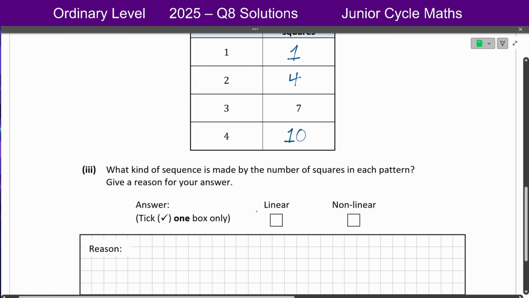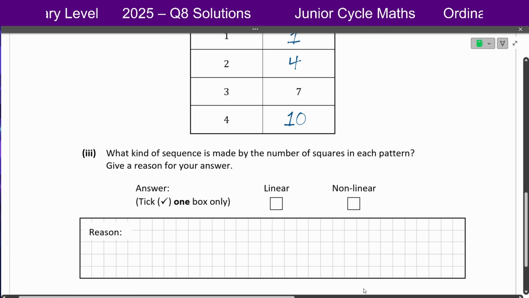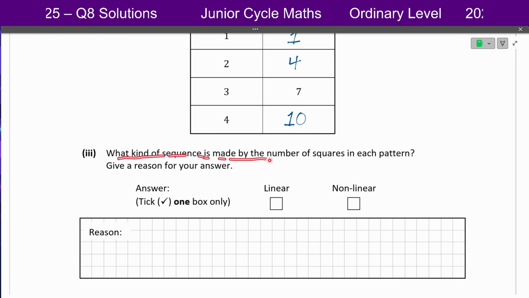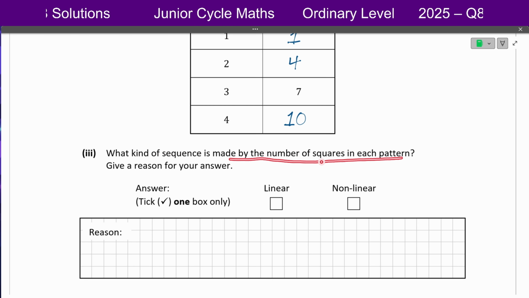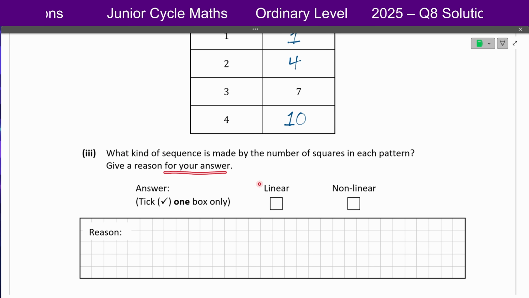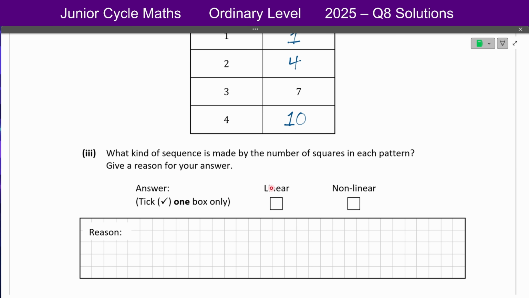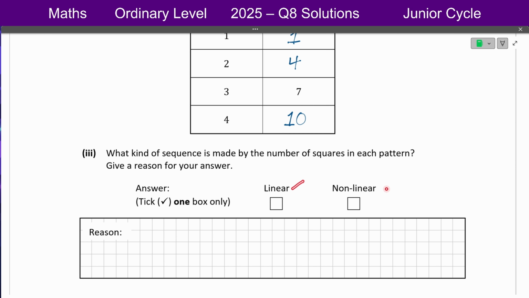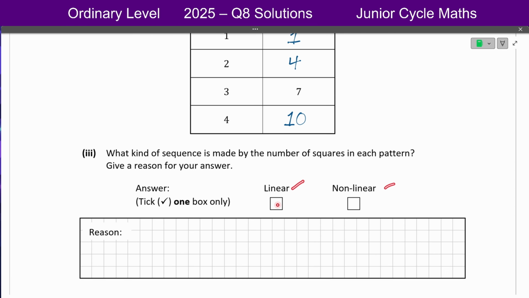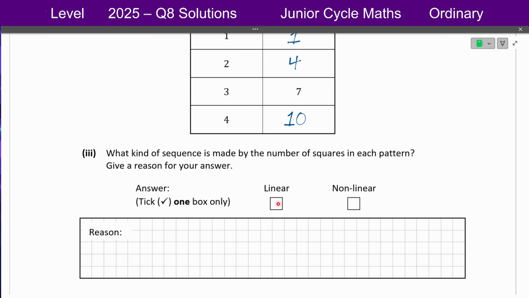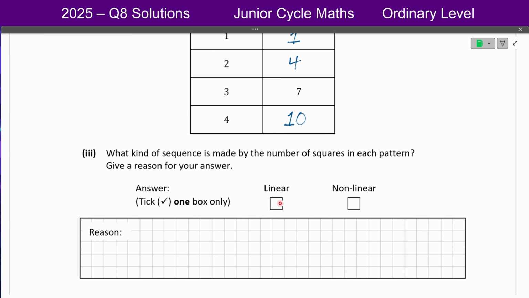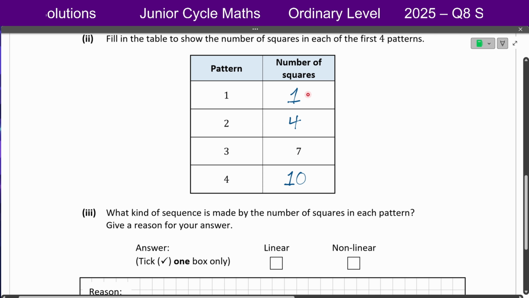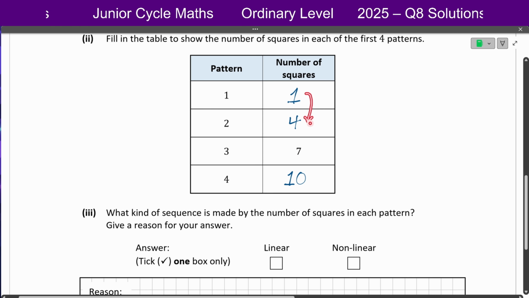And in the third part, it says what kind of sequence is made by the number of squares in each pattern. Give a reason for your answer. So we need to take one option, either linear or nonlinear. So basically what we have here is a linear sequence. Okay, why? Because if you see here in the table, each pattern goes up by 3 each time, right?